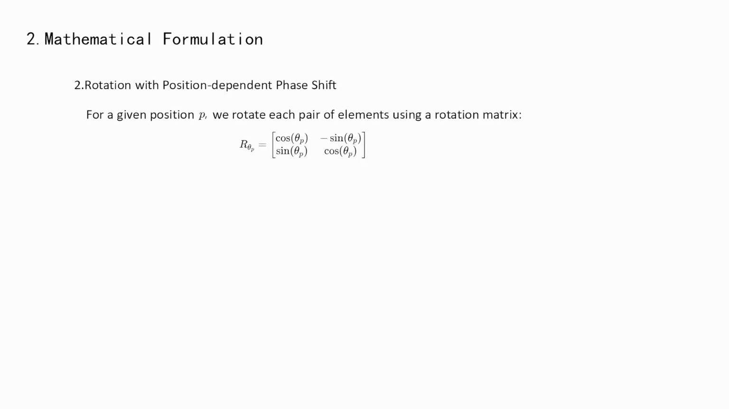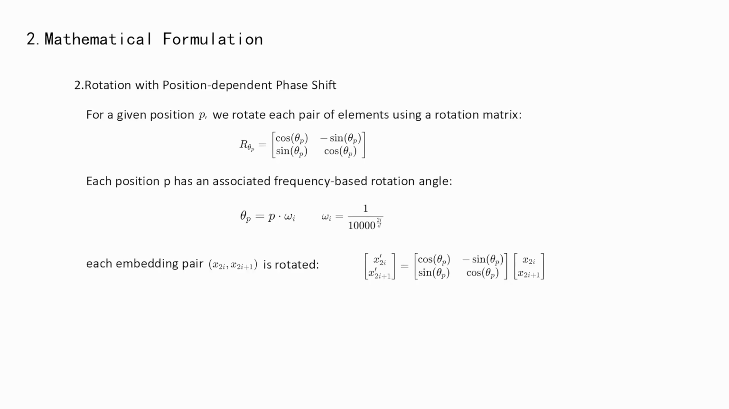2. Rotation with position-dependent phase shift. For a given position p, we rotate each pair of elements using a rotation matrix as follows. Each position p has an associated frequency-based rotation angle as follows. Thus, each embedding pair is rotated as follows. Expanding this, we obtain as follows. This means each embedding vector is rotated by a position-dependent angle, encoding relative positions.